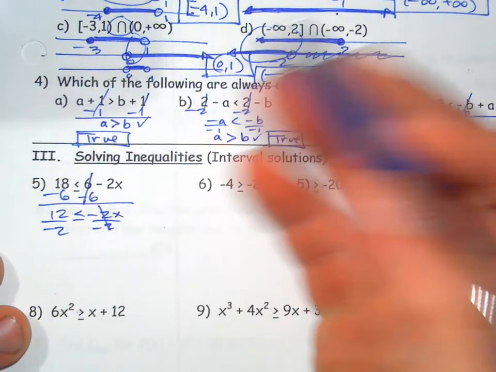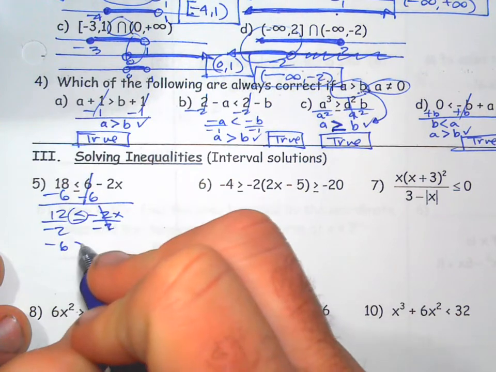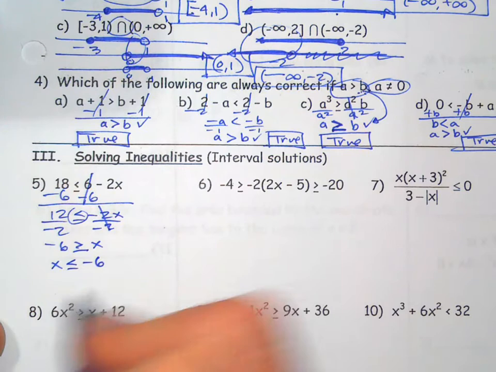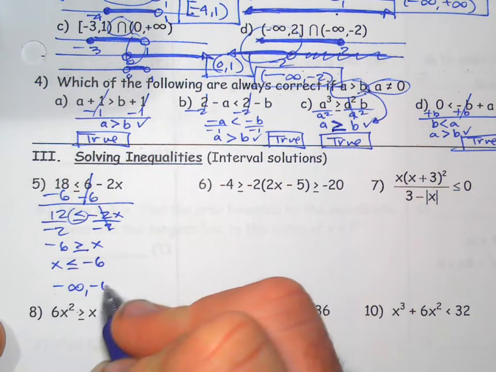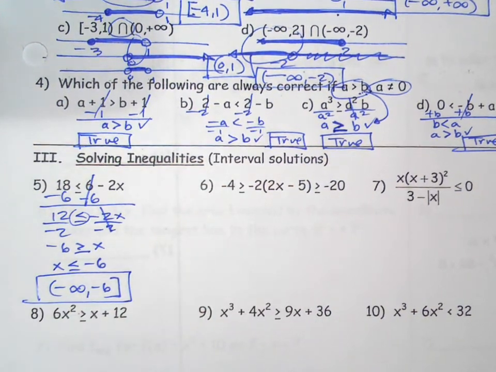This is a linear inequality. You just solve for x. Now, we do have to flip this symbol because we divided by a negative. Interval notation is going to be negative infinity to negative 6, parenthesis, bracket. You could draw a picture if you want to help.